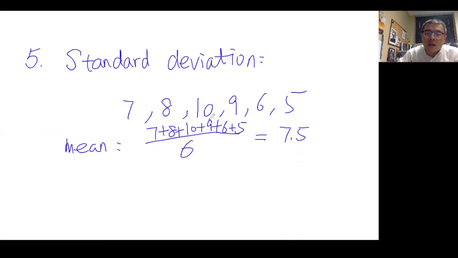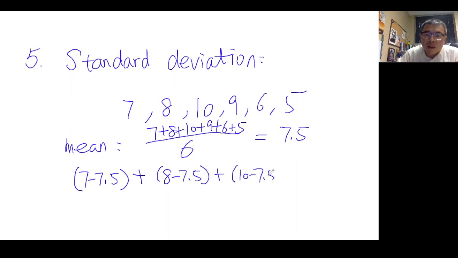Naively, you would think like that: take every number and subtract the mean from it. That's the deviation. Add all the deviations together, divide by 6, the number of data points you have. Let's try this. You take 7 minus 7.5, plus 8 minus 7.5, plus 10 minus 7.5, plus 9 minus 7.5, plus 6 minus 7.5.